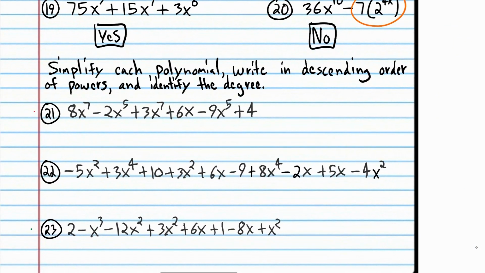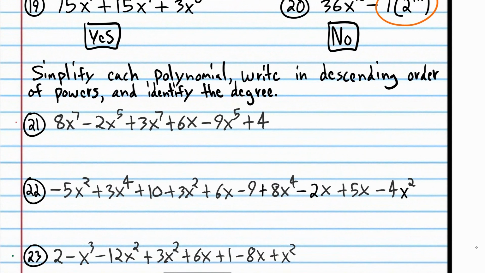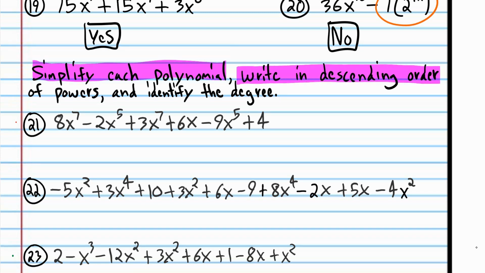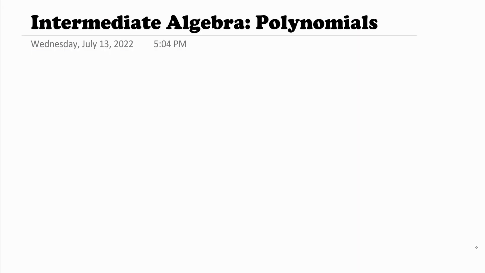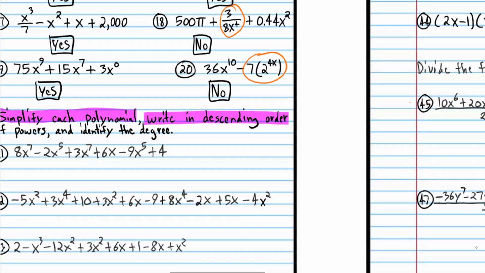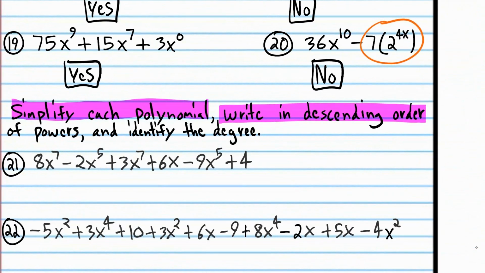So now we're going to do some review problems that we did in my beginning algebra course. Again, to help us understand how to work with polynomials. So it says simplify each polynomial, write in descending order of powers, and identify the degree. So we're going to do 3 things for each one of these problems. First thing we're going to do is simplify.